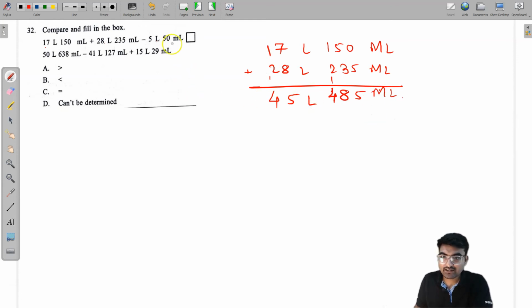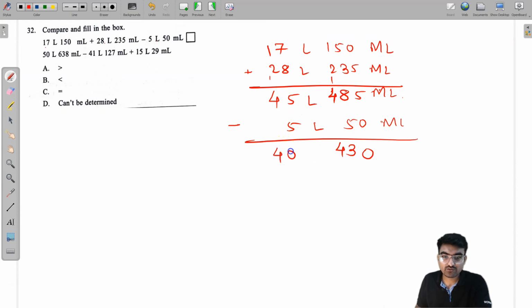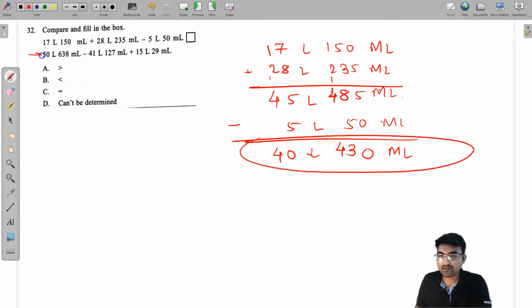Okay, and then we have to subtract 5 liter 50 ml from it, so subtraction will be 0, 8 minus 5 is 3 and 4 as it is, and 45 minus 5 is 40 liter. Okay, so this is 40 liter 430 ml. Now let's check the other side. It's 50 liter 638 ml subtracted by 41 liter 127 ml.